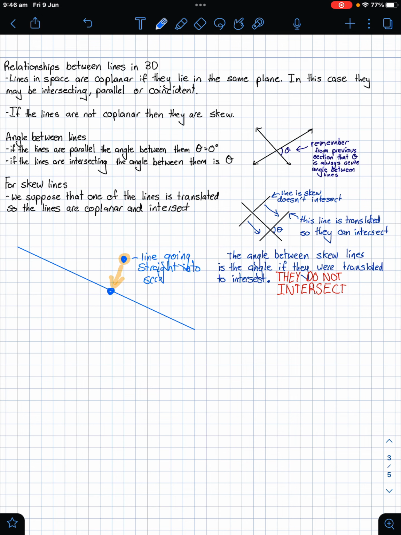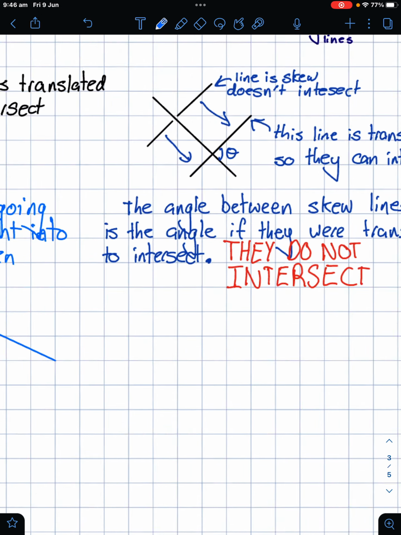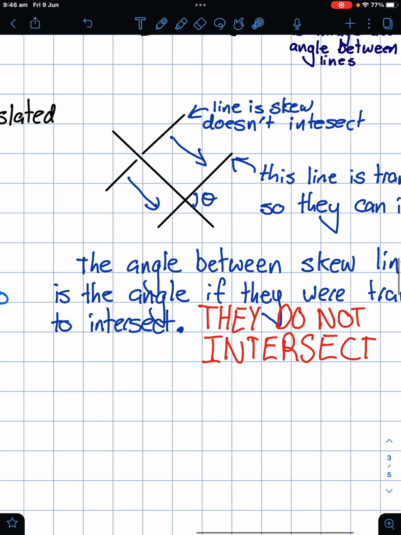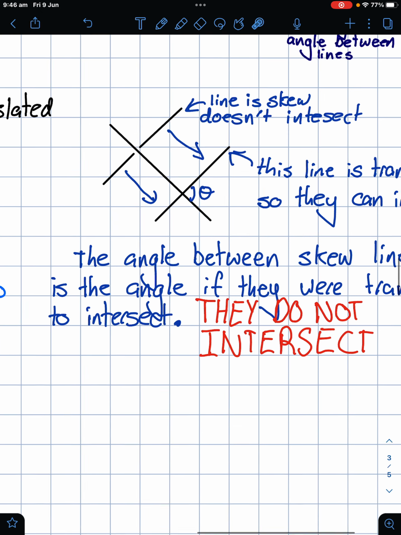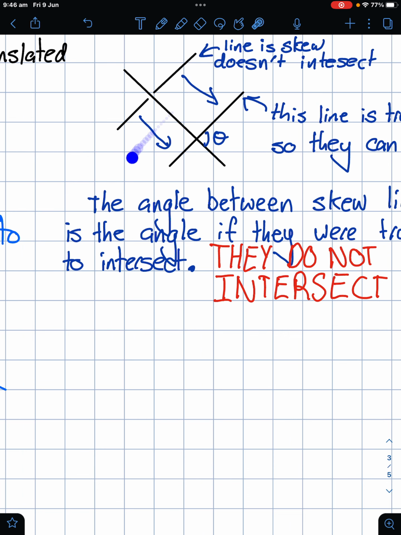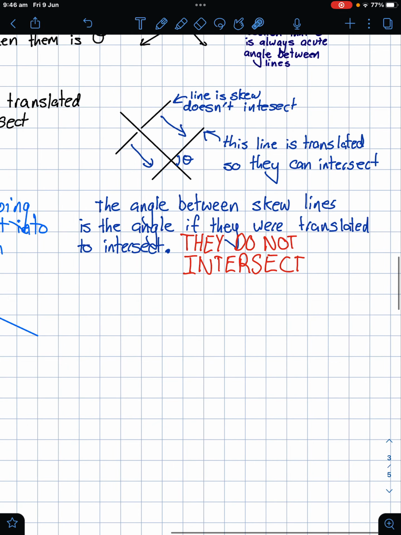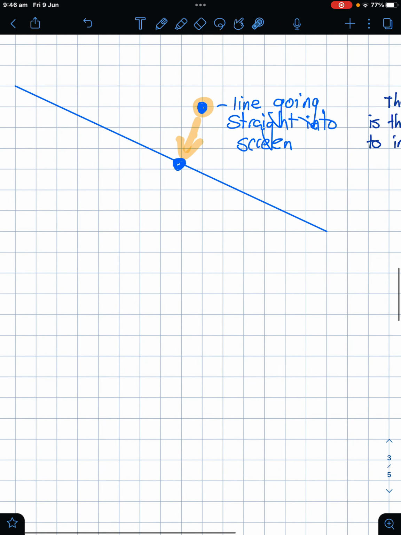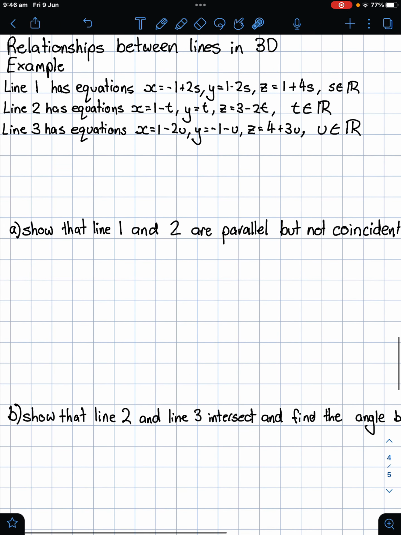Now, I just want to point out that I've tried to draw this example as best I can. For the skew line here, you've got to remember that all you're doing is translating it to get this angle, so you're discussing the angle between them. The line doesn't actually move. We're just pretending it has for the sake of the angle. So the skew lines will never intersect. Let's look at this example here.